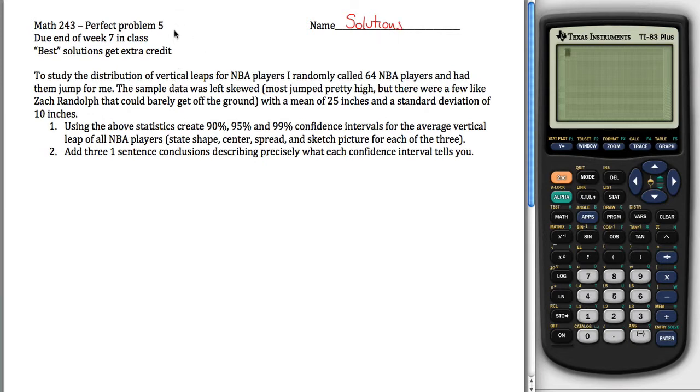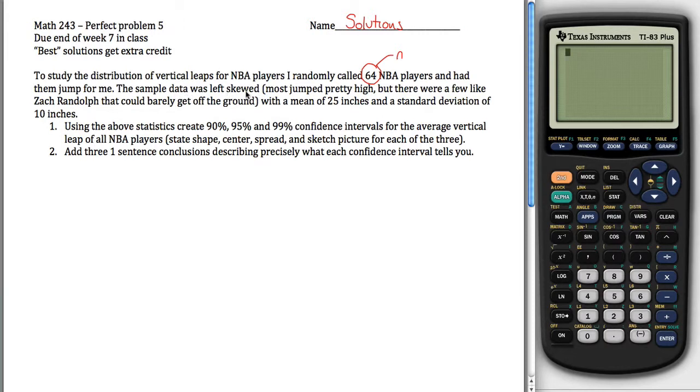Alright, here are solutions for perfect problem 5 from Math 243. The basic idea here is making confidence intervals. To study the distribution of vertical leaps for NBA players, I randomly called 64, that'll be important, that'll be n, NBA players, and had them jump for me.